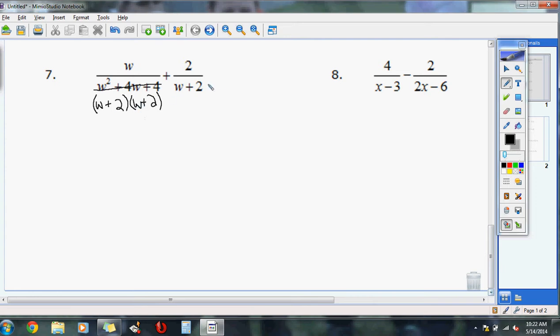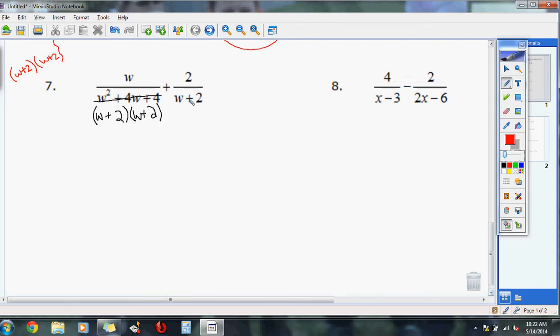All right, so w plus 2 times w plus 2. Well, what's this missing? Again, if I go over here and read, w plus 2 is part of my LCD, but that's not the whole thing. You got to have that twice here. Okay? So now what's this one missing? It's missing one of the w plus 2's. Remember, the goal is to get the denominators the same. Now I have that. So over denominator of w plus 2, w plus 2.